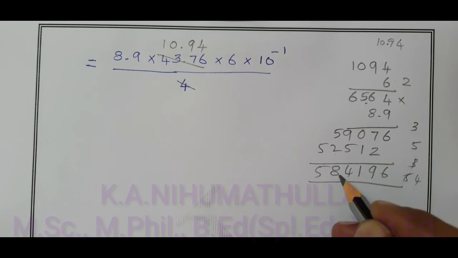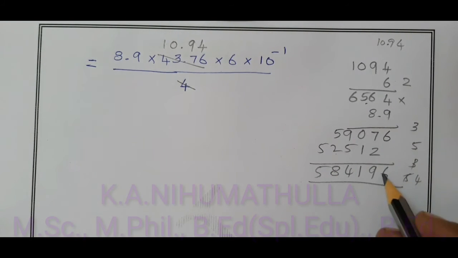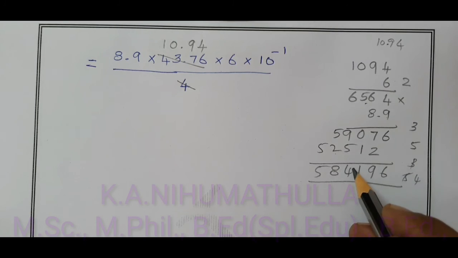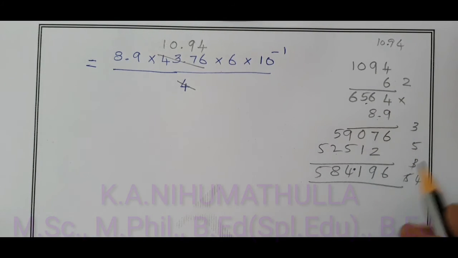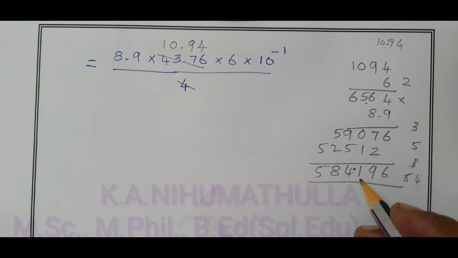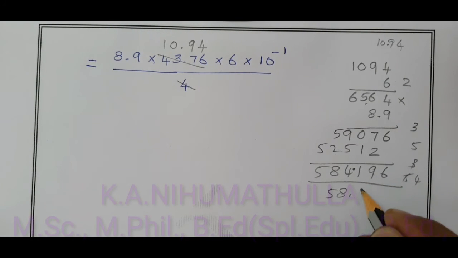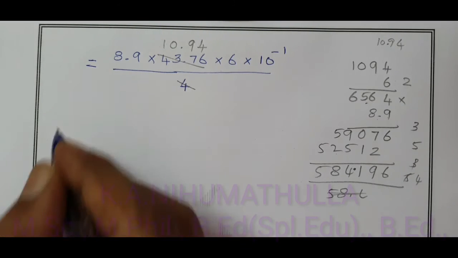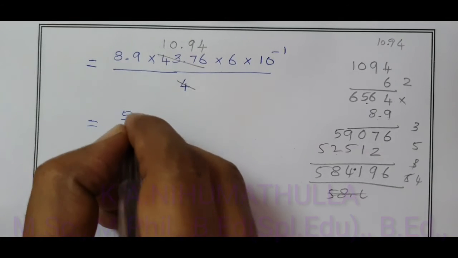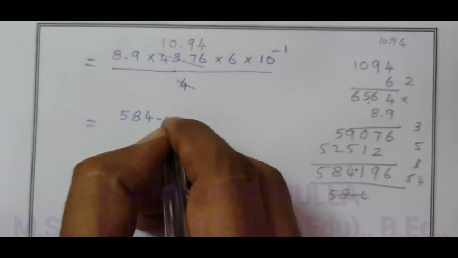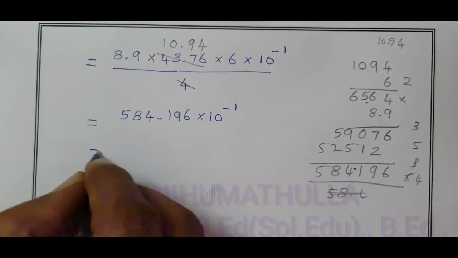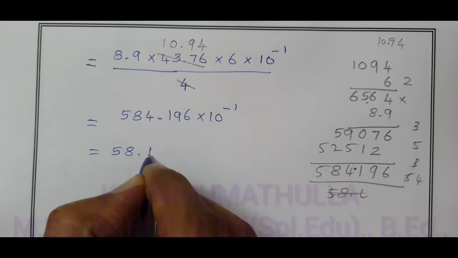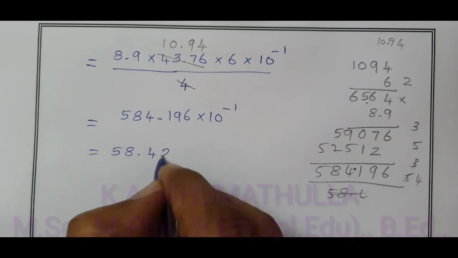So what is the answer? 58. How many digits? 2 plus 1, 3 digits we have. Here first 2 digits, here 1 digit, 3 digits. 58.4196. That is equal to 5584.196 and we have 10 power minus 1, that is equal to 58.4, approximately taken as 58.42.